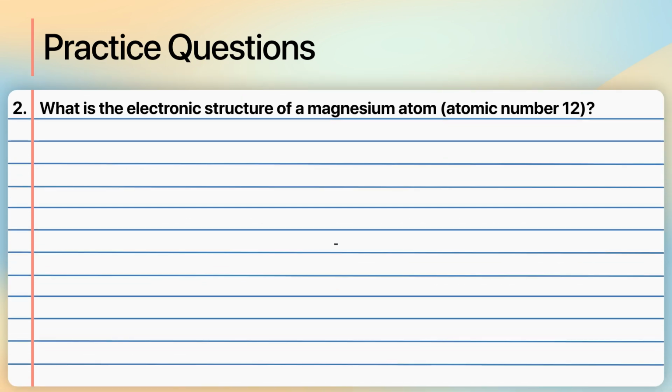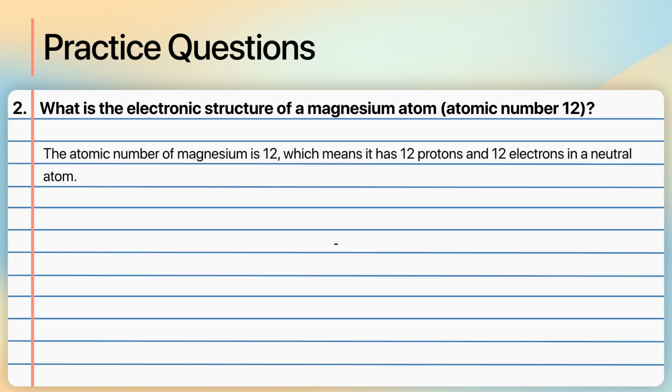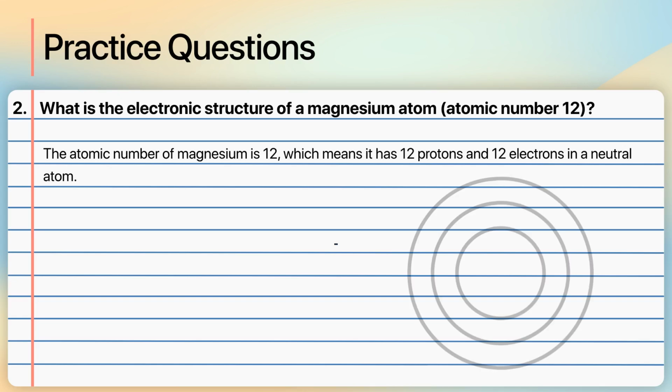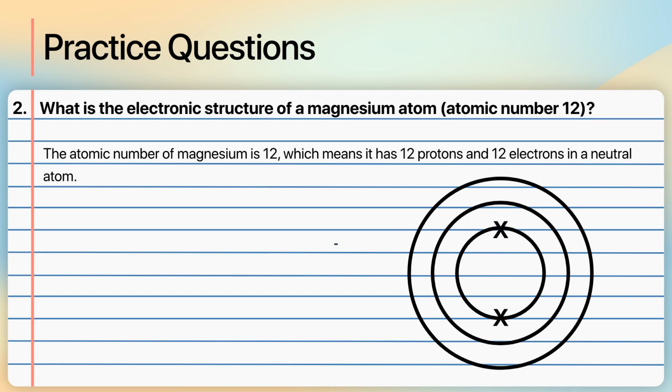Now for question 2. What is the electronic structure of a magnesium atom, atomic number 12? The atomic number of magnesium is 12, which means it has 12 protons and 12 electrons in a neutral atom. Therefore, we place the first 2 electrons in the first shell. The next 8 electrons go into the second shell, and the remaining 2 electrons go into the third shell. So, the electronic structure of magnesium is 2, 8, 2.